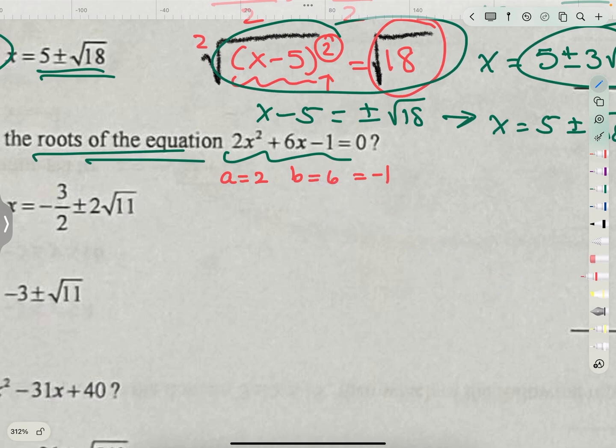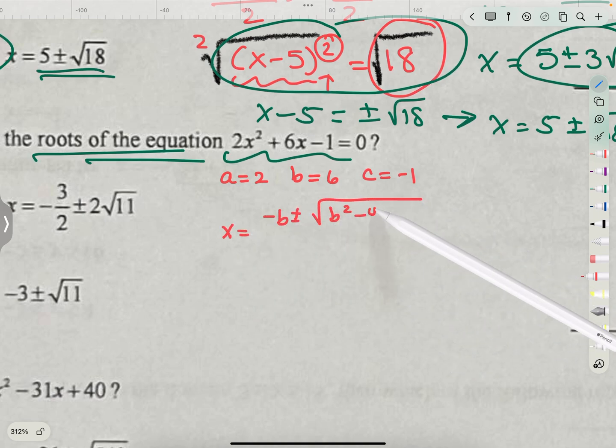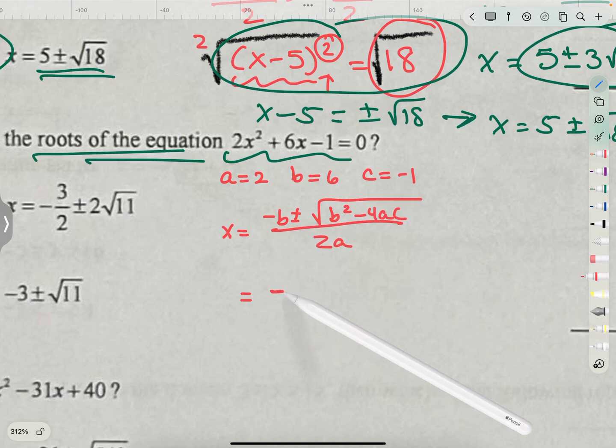And you just use the quadratic formula. That's c equals -1 there. All right, so here's the quadratic formula: negative b plus or minus square root of b squared minus 4 times a times c, all over 2 times a. And we just substitute in negative.